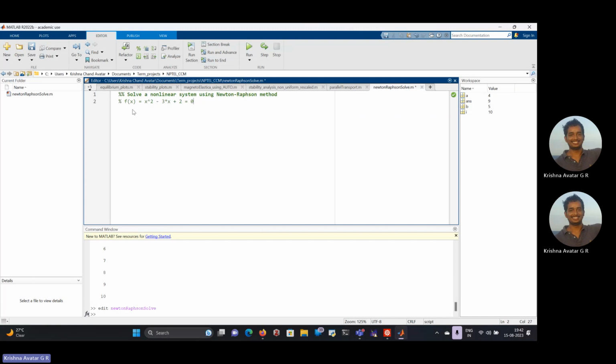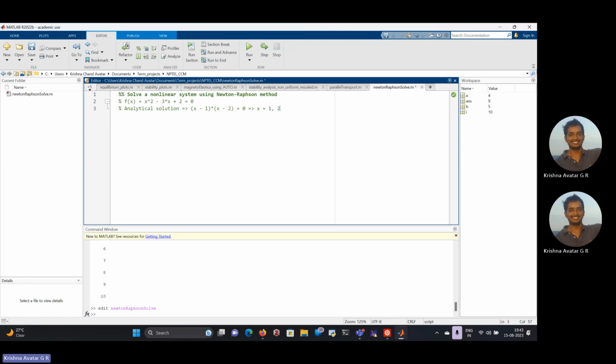Now the thing is this, after factorizing it, right? Analytically, you can factorize it as x minus 1 into x minus 2. So it has two solutions, right? I'll just call it the analytical solution. So this implies that x is equal to 1, 2. So these are the two solutions possible, right?